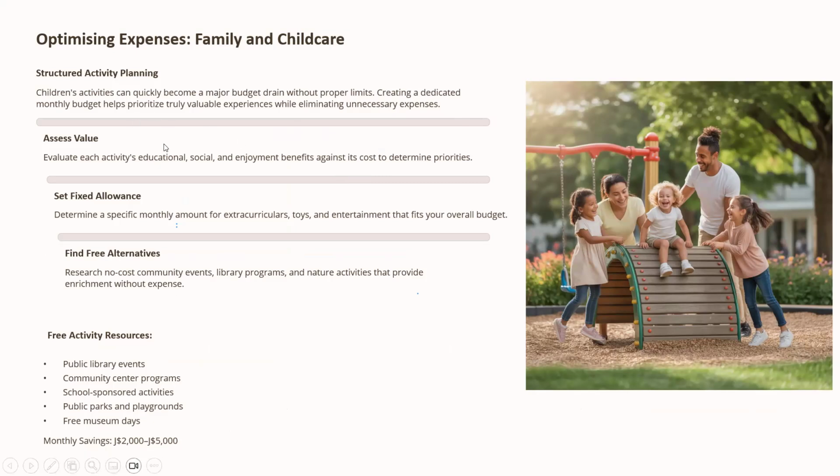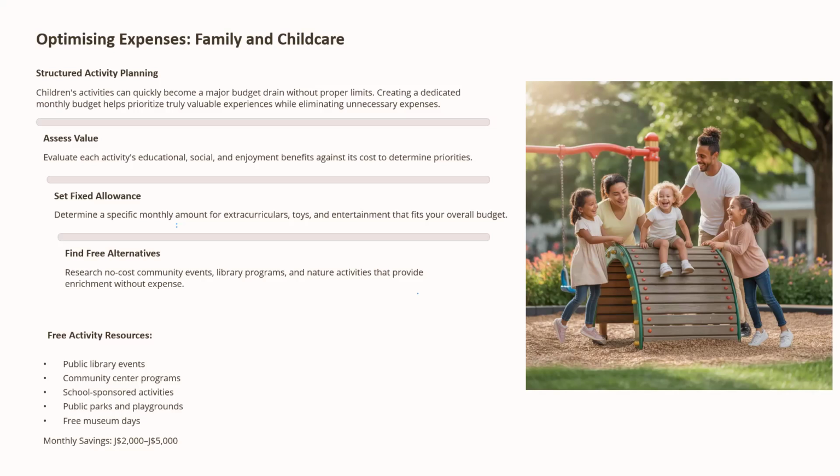But some of the things that you can do in terms of reducing the expenses for family and childcare would be setting a fixed allowance, for example, for entertainment. So for extracurricular activities, for toys and so on, make that a part of your overall budget. And then just being diligent around that.